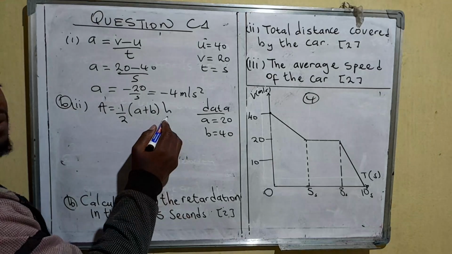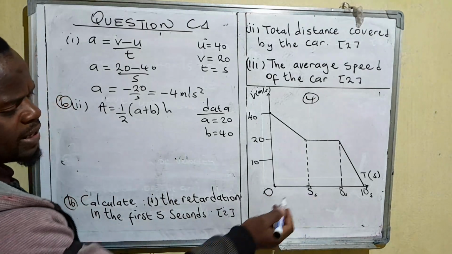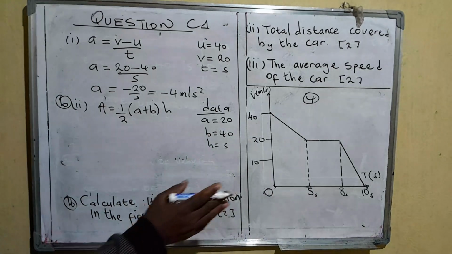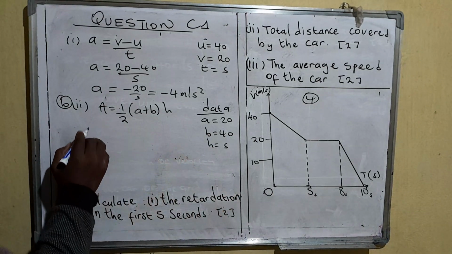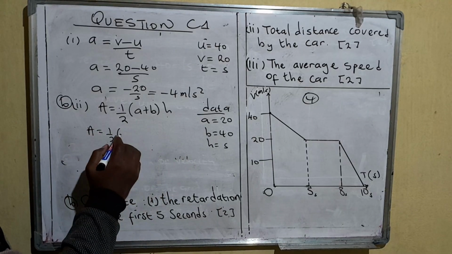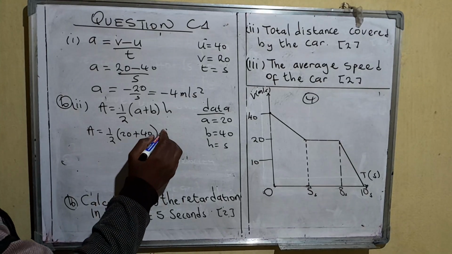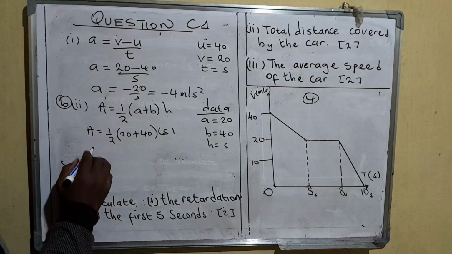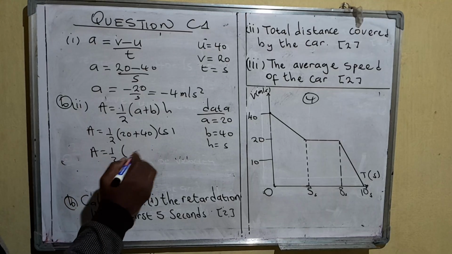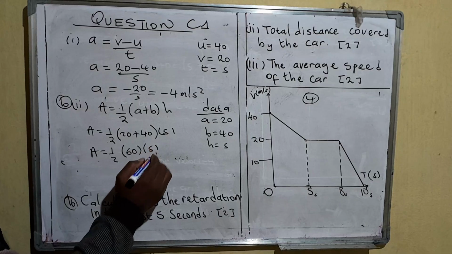And what's the height? The height is here to there, and it's 0 to 5, right? So height is equal to 5. We plug those values into the equation. We're going to have area is equal to half. A is actually a 20, B is a 40, and height is actually a 5. Area is equal to half, 20 plus 40, that's actually a 60. And then we have a 5.